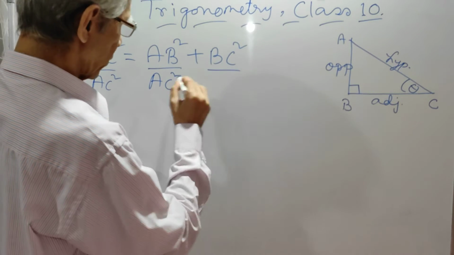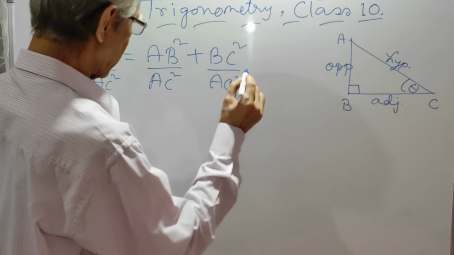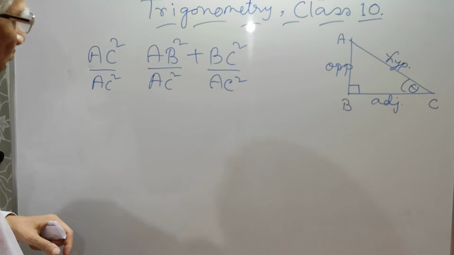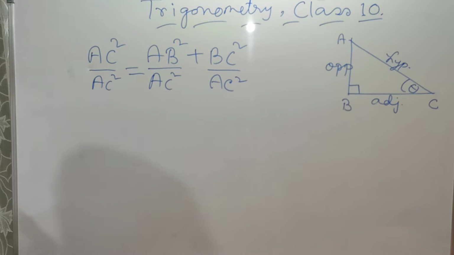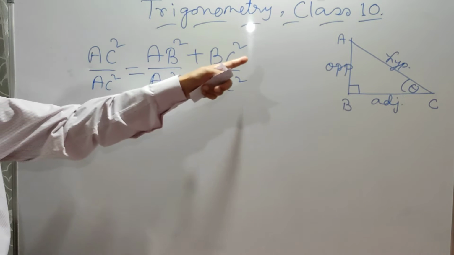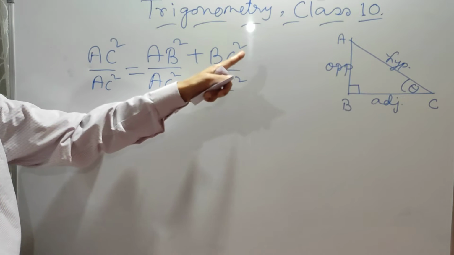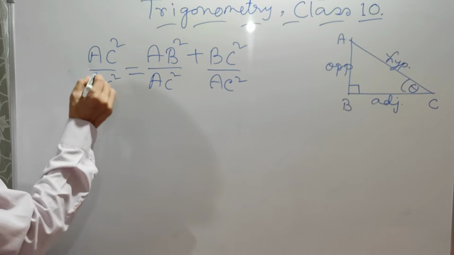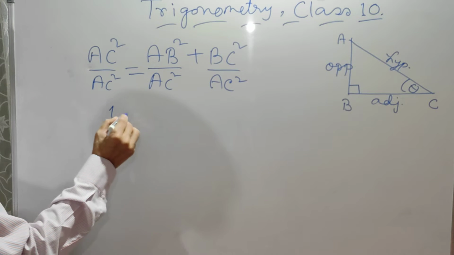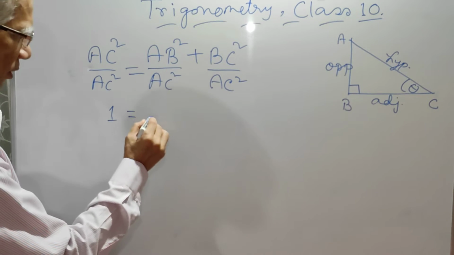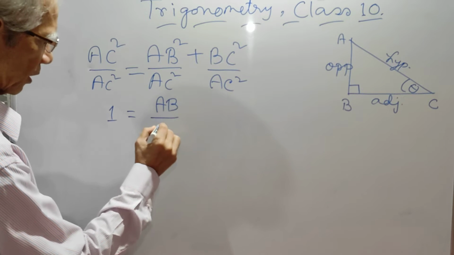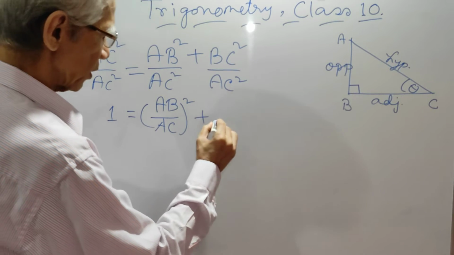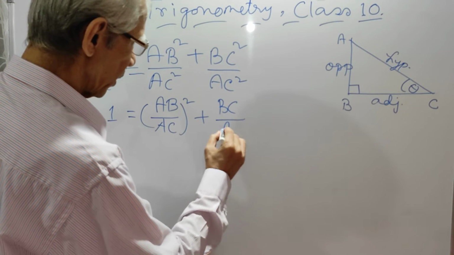Now let us divide the whole equation by AC square, that is hypotenuse square. So first you write the Pythagoras theorem, AC square equal to AB square plus BC square, then divide the whole equation, that means each term, by AC square. Now what you get, AC square by AC square is 1. Now AB square by AC square is AB by AC whole square, plus BC by AC whole square.